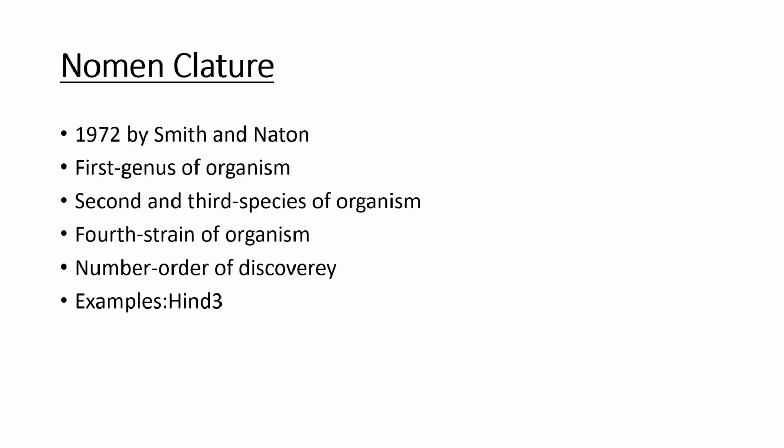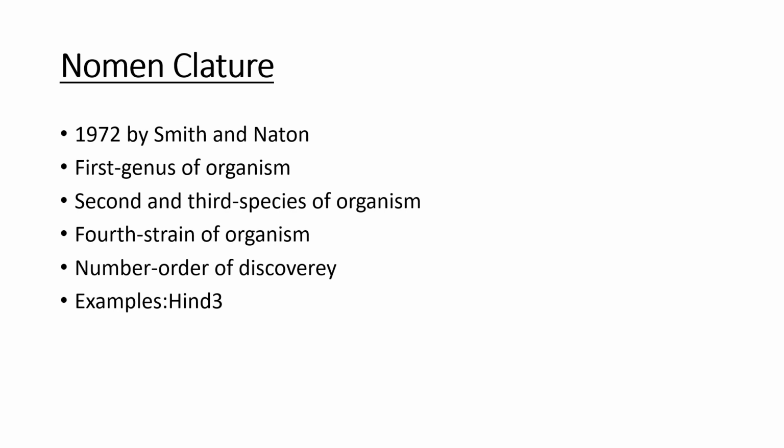The nomenclature of these enzymes was given by Smith and Nathans in 1972. The rules of nomenclature are that the first letter should represent the genus of the organism, the second and third letters should represent the species of the organism, and the fourth letter must represent the strain of the organism. At last, there will be a number that is known as the order of discovery.